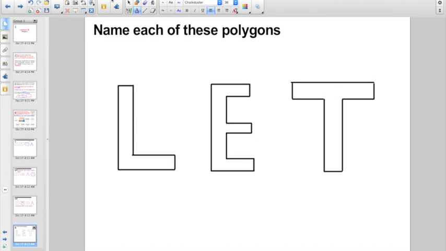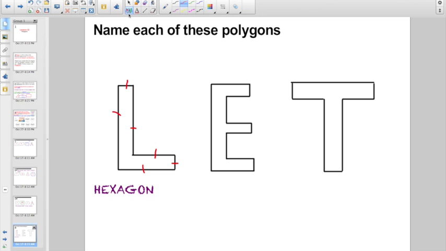Okay, let's keep moving on. Name each of these polygons. Now, again, I don't expect you to have them memorized. And I don't expect you to look in your book and see any of these shapes. You're not going to see a letter L or a letter E or a letter T. But that doesn't matter. Everybody here can count, right? There's one side, two sides, three sides, four sides, five sides, six sides, right? If that is a six-sided shape and you looked in your handy-dandy chart, that is a hexagon.